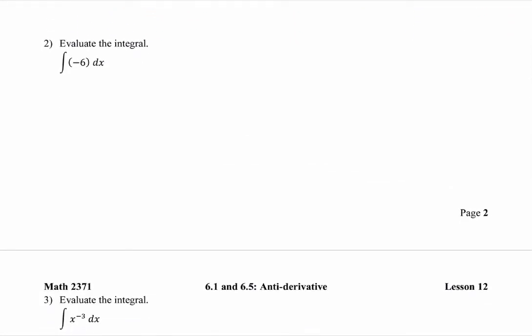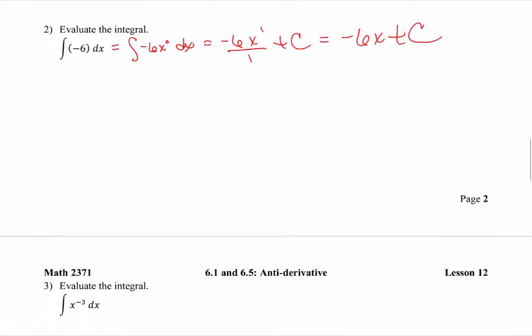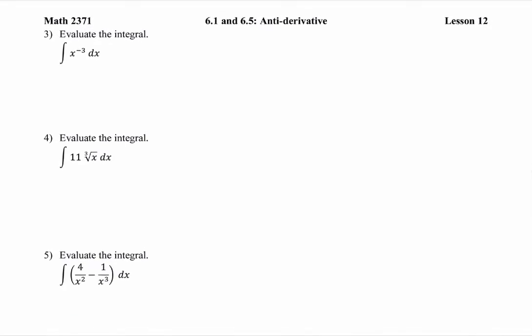Now, let's go here. So this is the integral of negative 6x to the 0 dx. So that's negative 6x to the first over 1 plus c. So that's negative 6x plus c. Okay? So, add 1. So that's x. What is negative 3 plus 1? That's negative 2. So this should be negative 2 over negative 2 plus c. We're done.